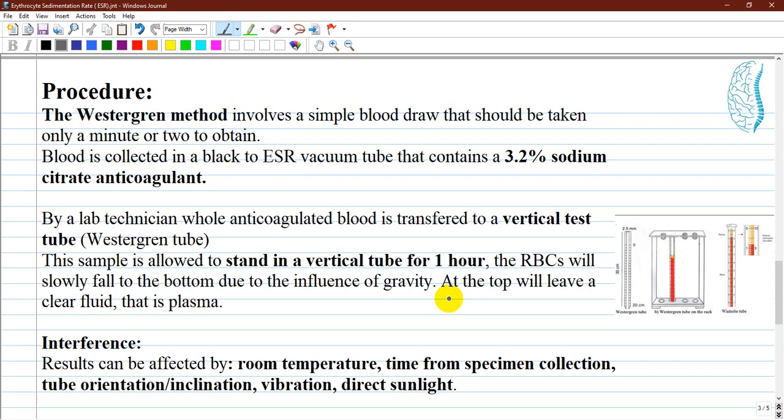It is transmitted to the laboratory technician, who will transfer the anticoagulated whole blood to a vertical test tube, or Westergren tube, in a vertical position, which is inserted into the vacuum tube. When this sample is allowed to stand in the vertical tube for 1 hour, the red blood cells will slowly fall to the bottom due to the influence of gravity.